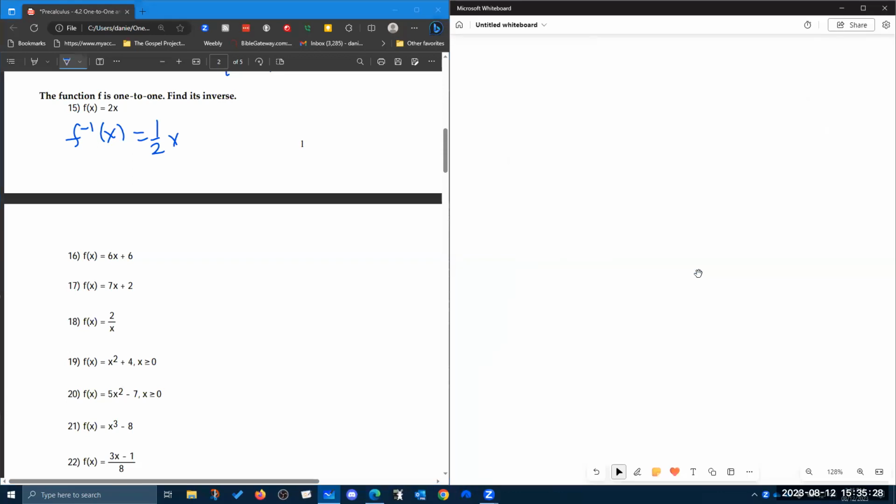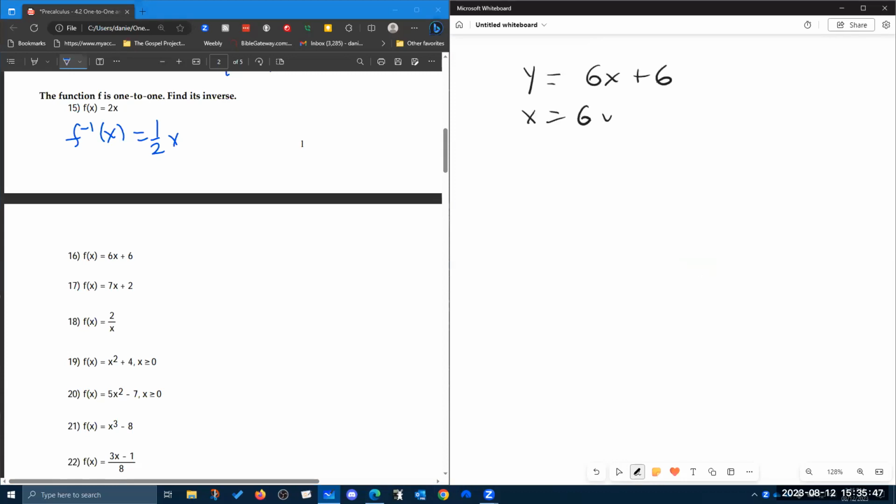If it's not one-to-one, then it's not going to have an inverse, so we can just try this process. And if it doesn't work, it's not a one-to-one function. If you can decide that it's not a one-to-one function before you start off, though, you don't have to try and find its inverse.